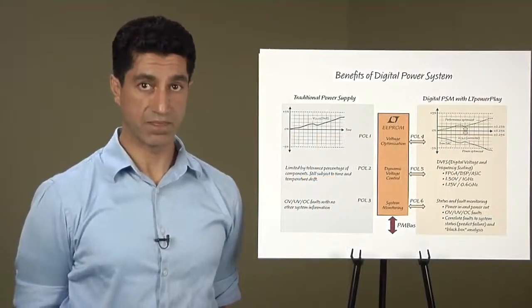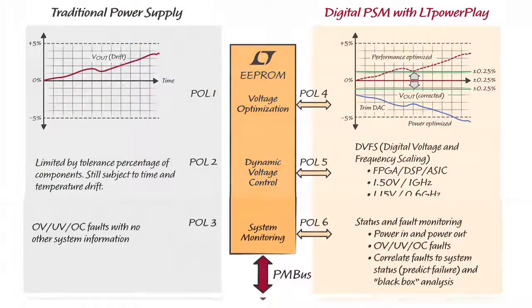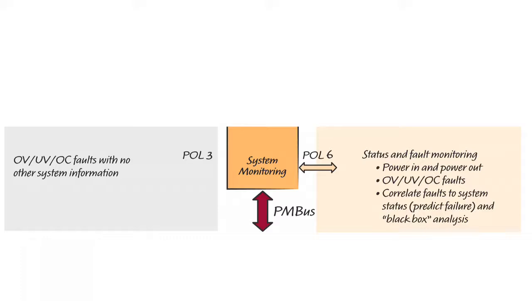The third benefit is system monitoring. In traditional power supply, system monitoring functions are usually separate from the DC-DC regulator. Overvoltage, undervoltage, and overcurrent faults can be detected, but not all are reported to a host controller. In the digitally managed power supply, power monitoring functions are built in and are programmable.